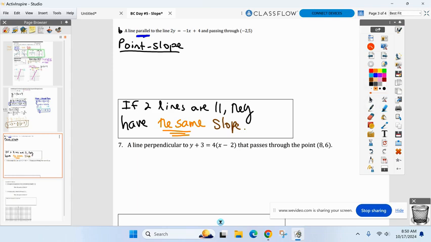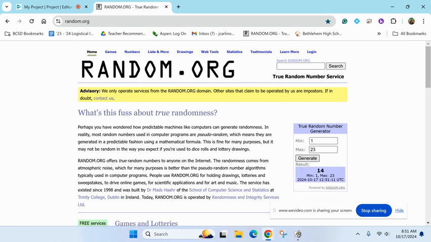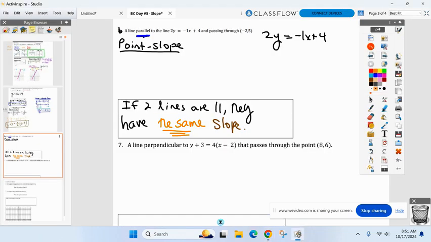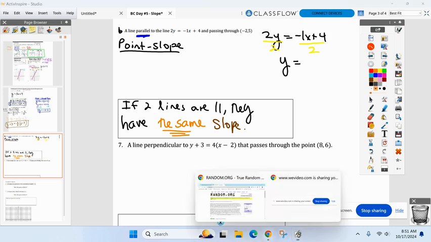So this line, 2y equals negative 1x plus 4, is going to have the same slope as my answer. So the key is, what's this slope? Negative 1? No, why is it not negative 1? What do we still need to do? Get the y by itself. How do I get the y by itself then? John, there we go. Redemption. Divide everything by 2. How's that going to look on the right side? Divide everything by 2.